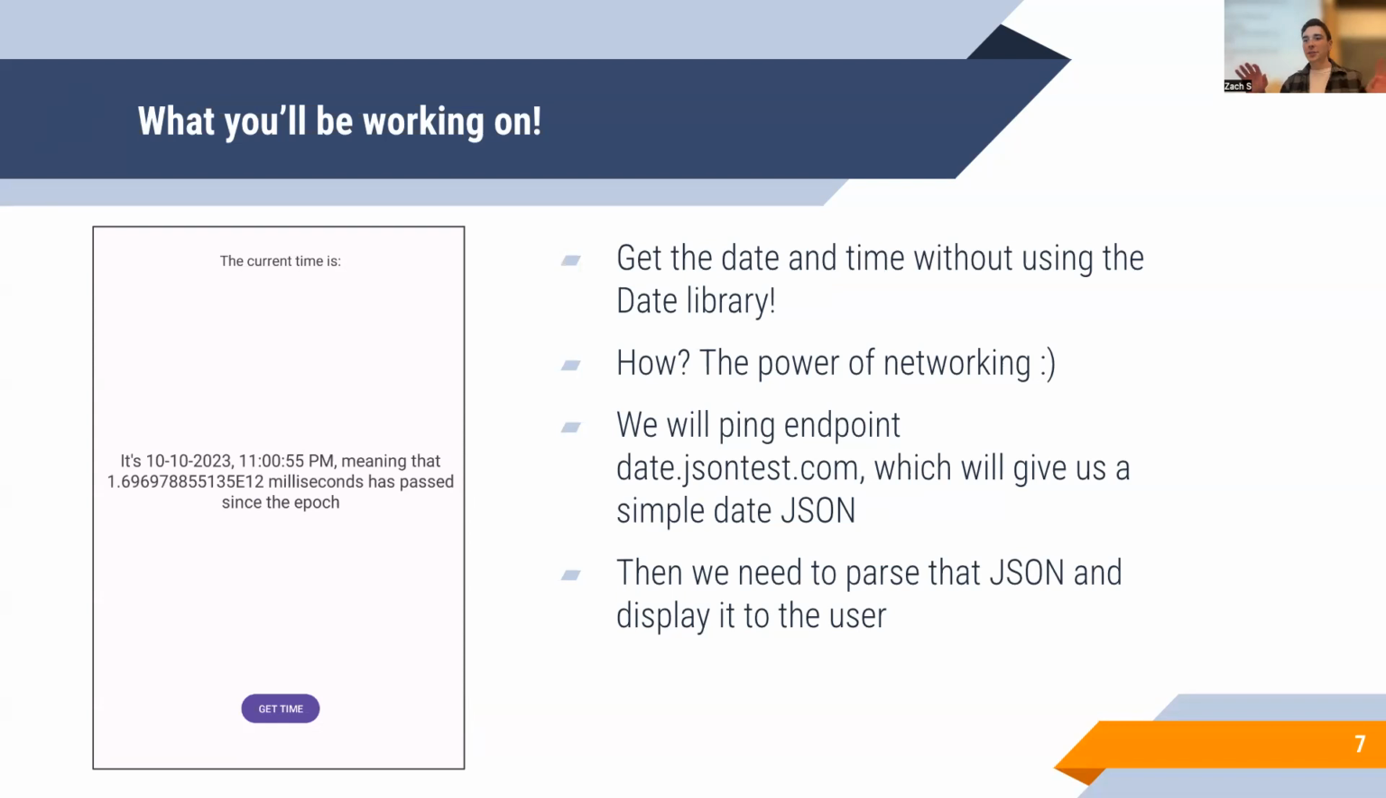We've been given this template here, and we want to try to figure out how we're going to get the date. We're going to ping this endpoint, and that's going to give us back a simple date JSON response. Then we're going to need to parse that JSON and display it to the user. So that's your goal for today. You're going to be using Moshi to parse the JSON. You're going to be setting up a data class to represent the current date. And you're also going to be using OkHttp to send the network request and handle what can happen when the network request is sent.